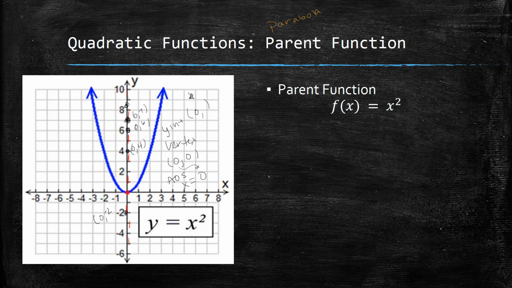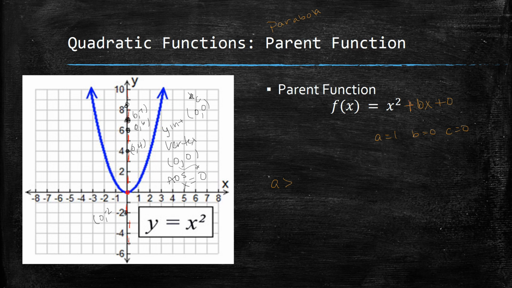So if you're looking at this parent function over here, x squared, b and c are 0. So plus 0x plus 0. Okay, that's the same thing here. So a is equal to 1, b is equal to 0, and c is also equal to 0. So when you're writing your y-intercept, your value for c here is 0. And you can see here on the graph, it crosses the y-axis at the origin, so it's going to be 0.